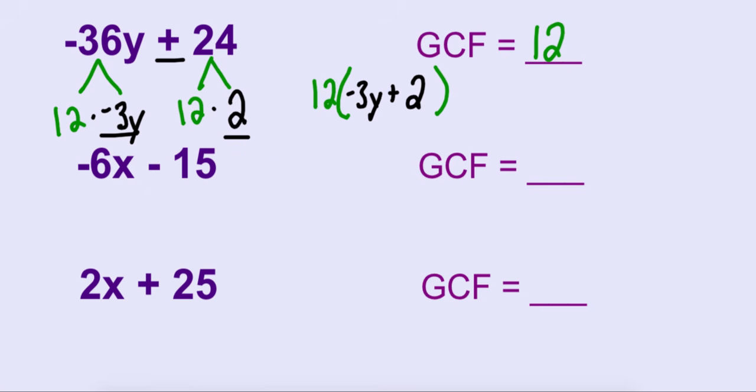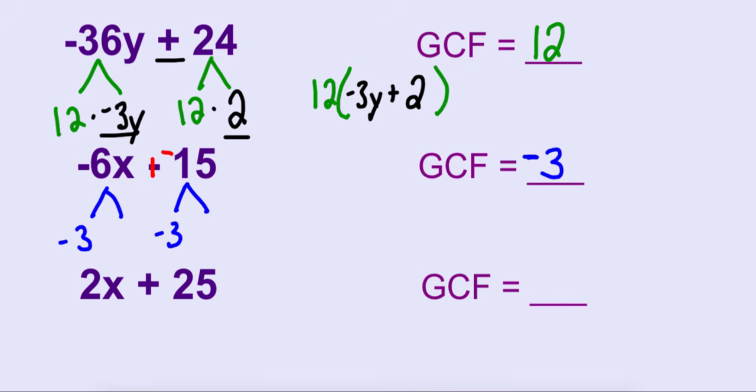All right, next one. Remember when we see that subtraction, change it to adding the opposite. And then we look at both negative 6 and negative 15. What do they both have in common? Here's where you want to be careful. They're both negative numbers, so they have that negative sign in common. And then 6 and 15 both can be divided by 3. So we have that common factor of negative 3 for each of our terms.